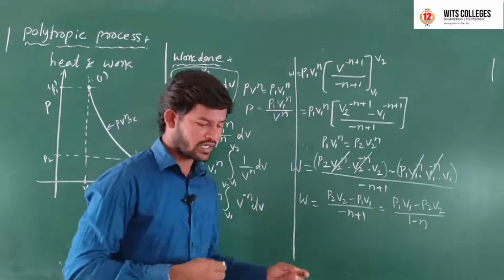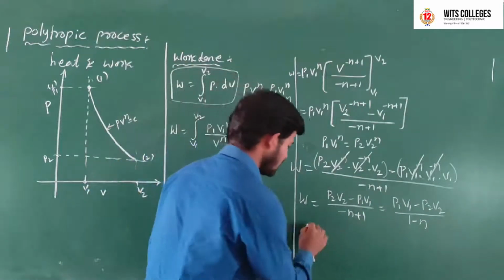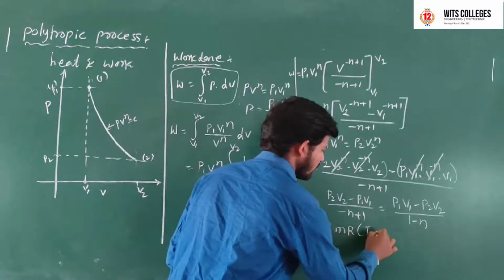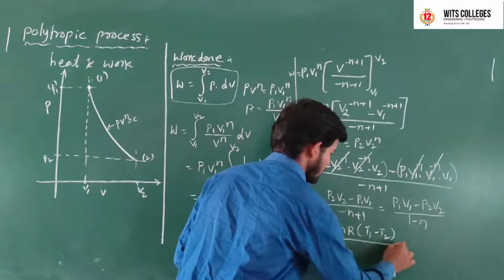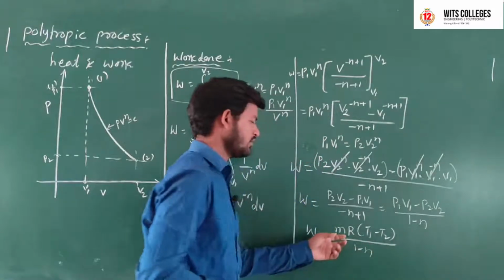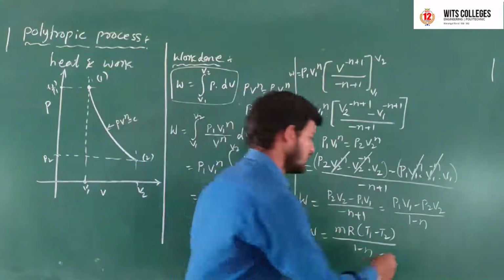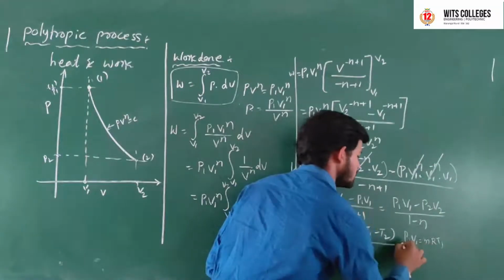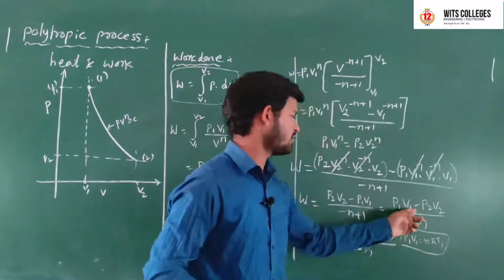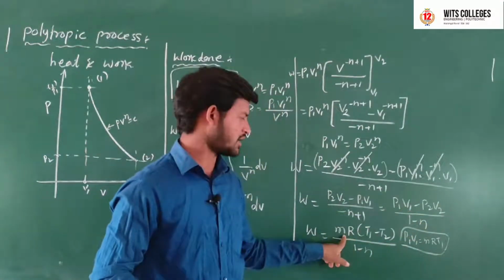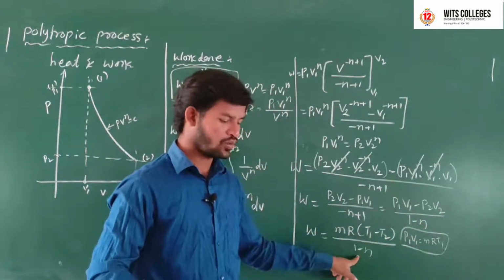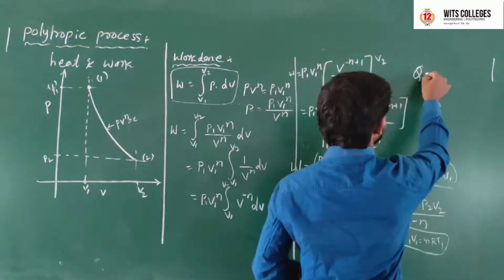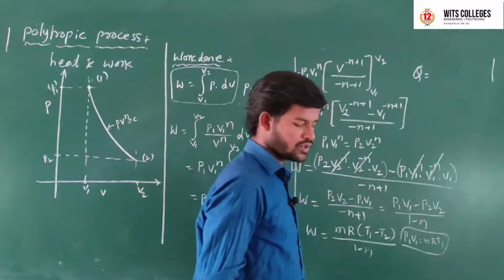Okay, now again we write this equation as W is equal to mR(T1 minus T2) by 1 minus n. In this form we will write the mRT1 because p1 v1 is equal to mRT1. In this case, in this place of p1 v1 we can write mR(T1 minus T2) by 1 minus n. As well as the heat formula, Q is generally equal to work done W into gamma minus n by gamma minus 1.